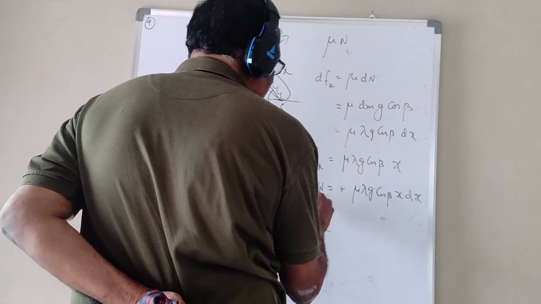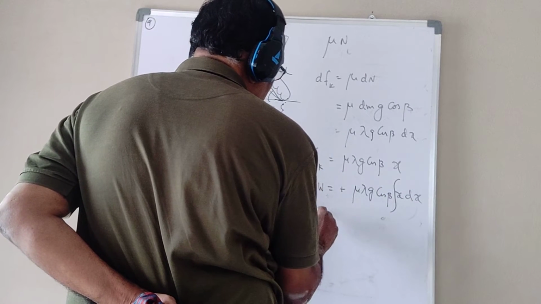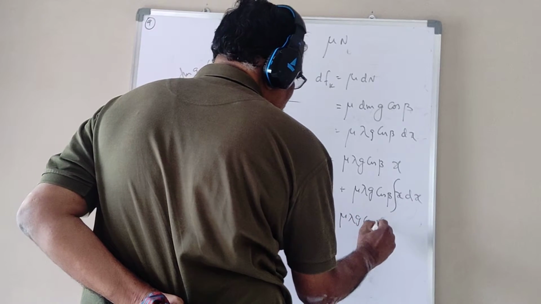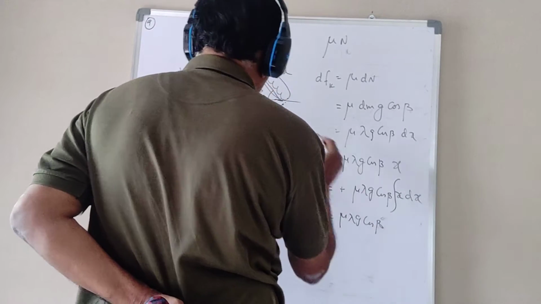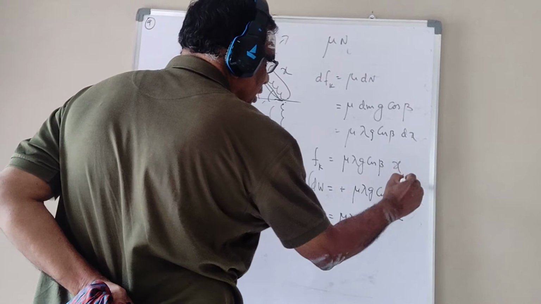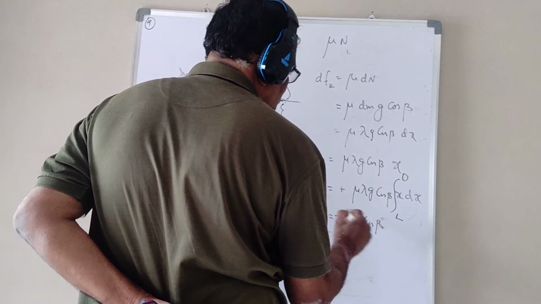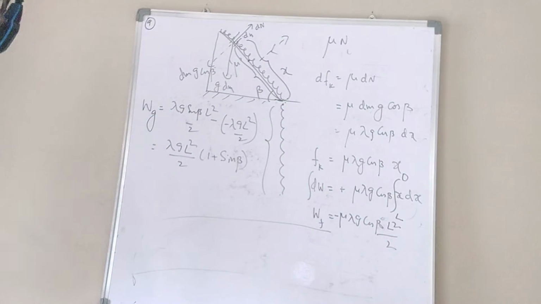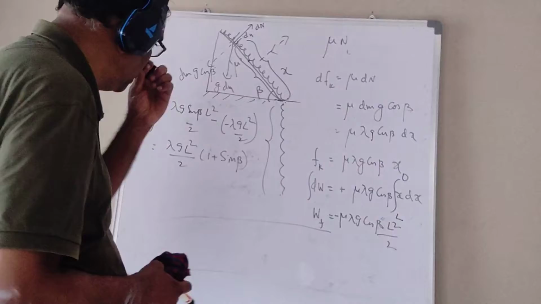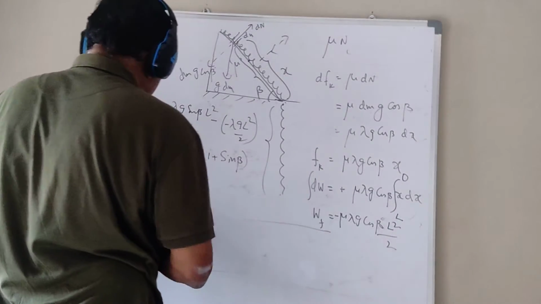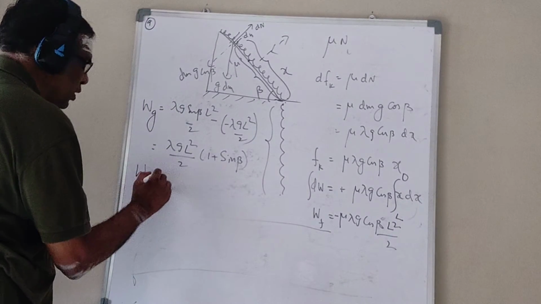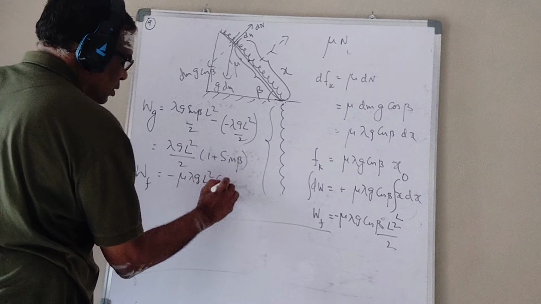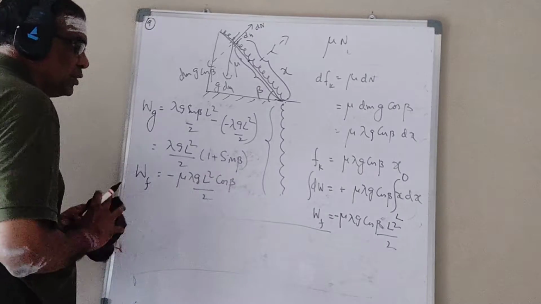Now the next is fairly simple. W by friction is mu lambda g cos beta. Now you start with L and 0, so you will get a negative sign. That is the work done by friction. See how I am putting it? Alright. So the work done by friction is minus mu lambda g L squared cos beta by 2.